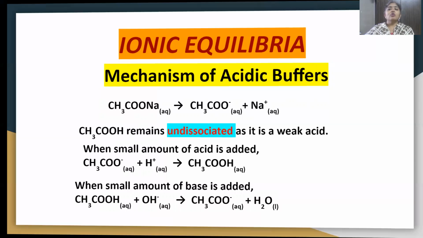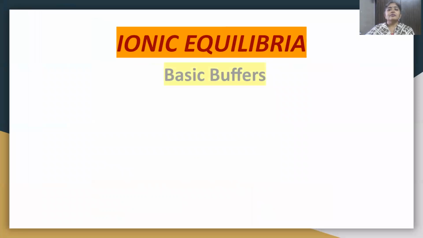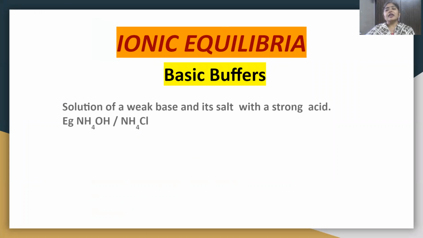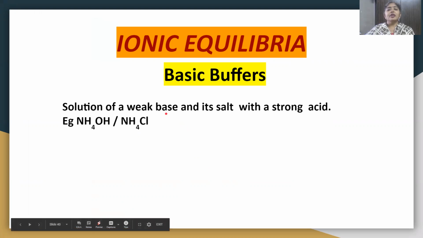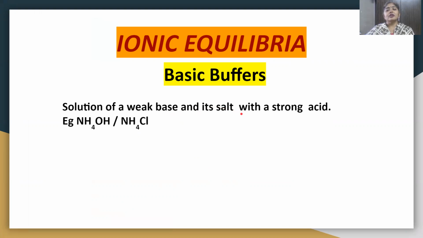Okay, now let us move on and understand what basic buffers are. Basic buffers are like acidic buffers. In an acidic buffer, we took a weak acid. Here we take a weak base, and along with the weak base, we take its salt with a strong acid. For example, I've taken a weak base, ammonium hydroxide. If I make this react with a strong acid, HCl, then I will get the salt ammonium chloride. So this solution of ammonium hydroxide and ammonium chloride is an example of a basic buffer.